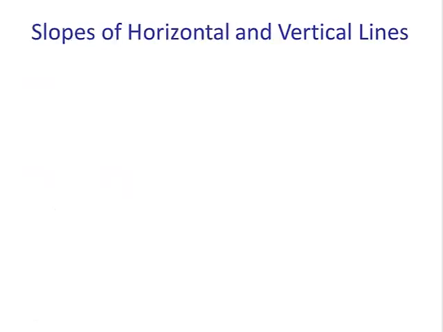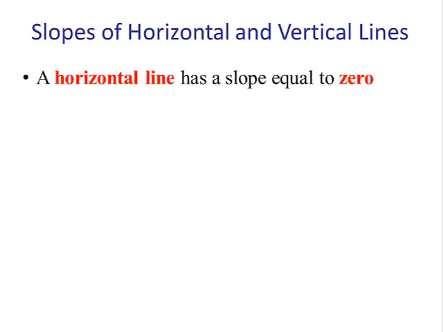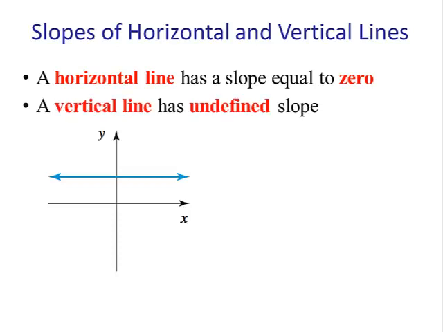Slopes of horizontal and vertical lines. A horizontal line has a slope equal to 0. A vertical line has an undefined slope.